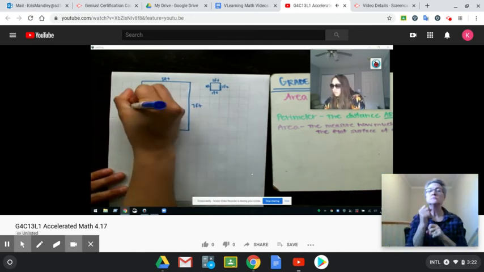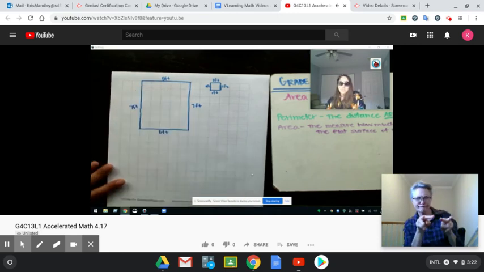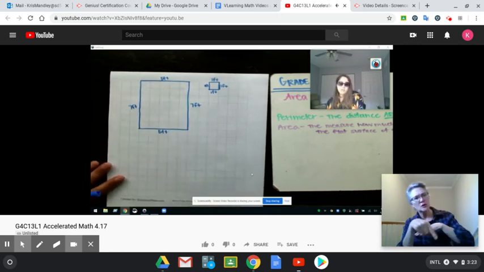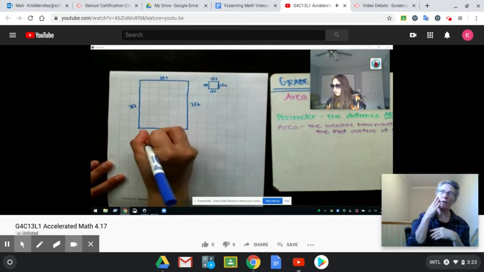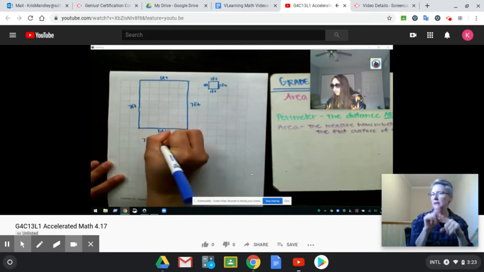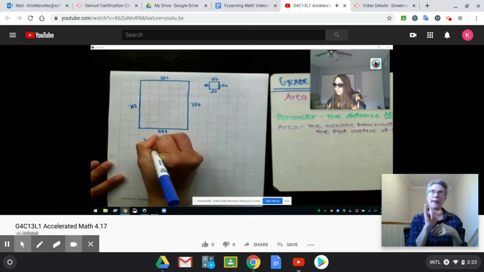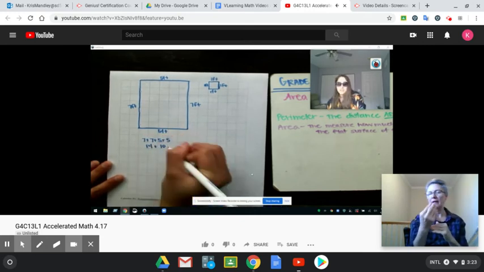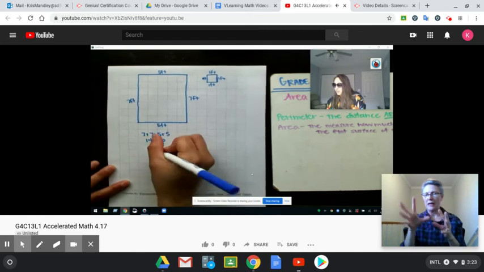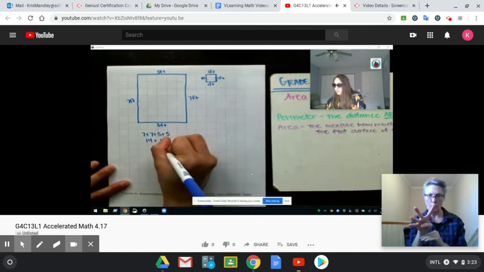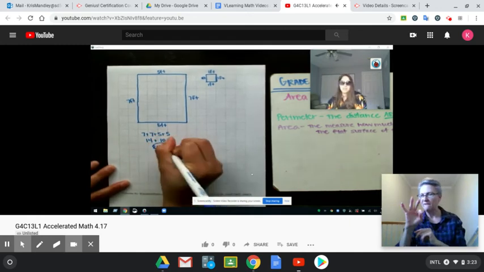So if I'm looking at my rectangular garden here, you guys are probably already thinking, Ms. Sharma, this is really easy. We can do 7 plus 7 plus 5 plus 5. I know 7 and 7 is 14. 5 and 5 is 10. If I add 10 and 14, I would get 24. Don't forget my units, 24 feet, right?